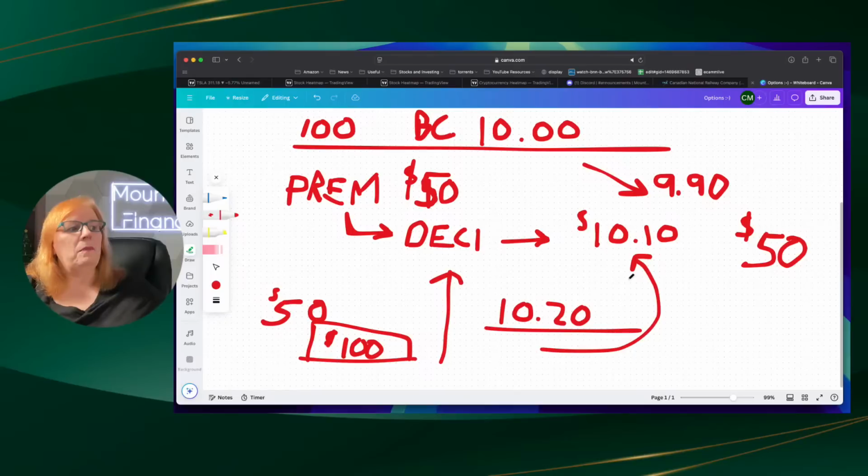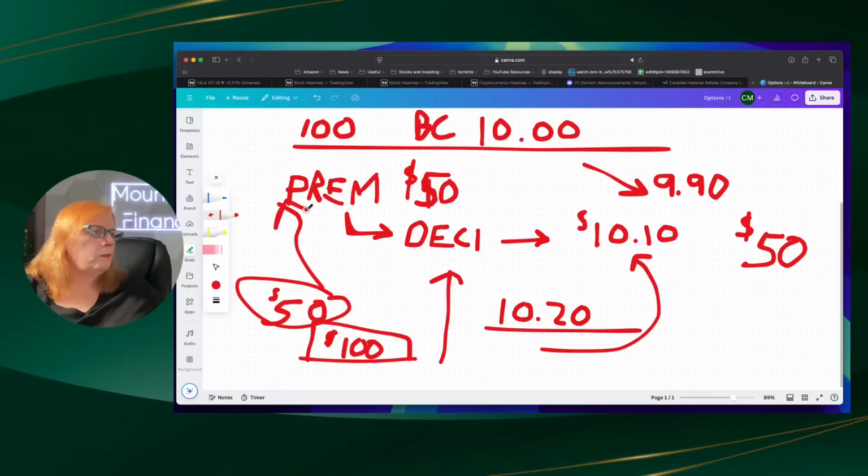Now you had to sell. So you had to sell at 10.10, not 10.20. So you do still keep that $50. That $50 stays with you no matter what happens. It's pretty cool. But you've had to sell your 100 shares at 10.10 when they're worth 10.20. So that's not good. But that's a worst case scenario. In this case, you technically lost money.